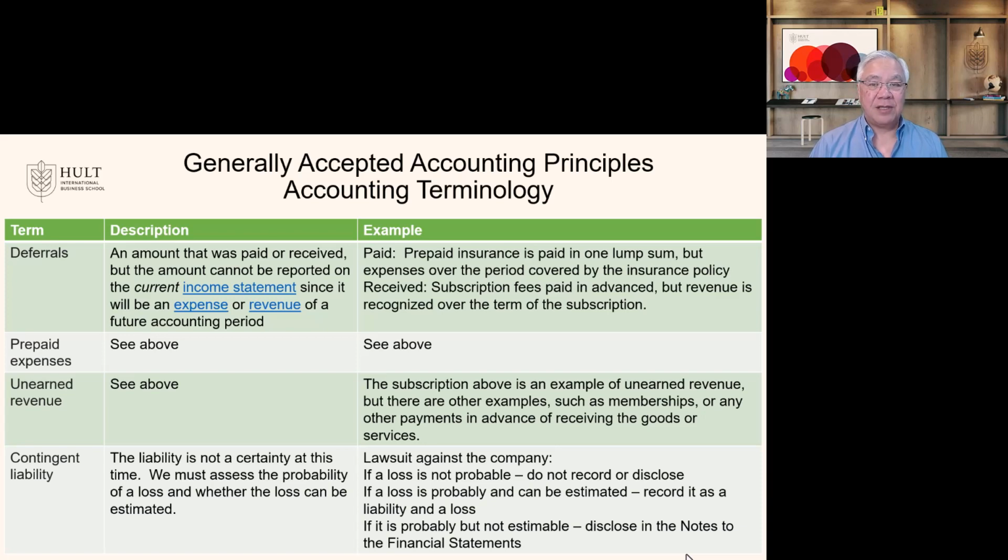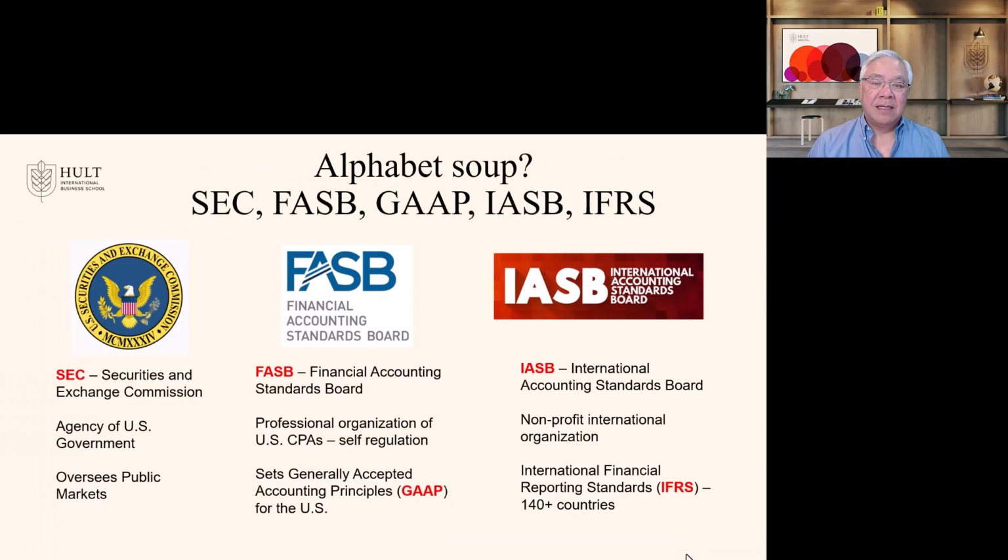Those are contingent liabilities. Feels like alphabet soup when we look at regulators and oversight. We have SEC, FASB, GAAP, IASB, IFRS. Like, what are all these? Well, the SEC is the Securities and Exchange Commission. It's an agency of the U.S. government, and they oversee the public markets, the capital markets for stocks and bonds, and any security.